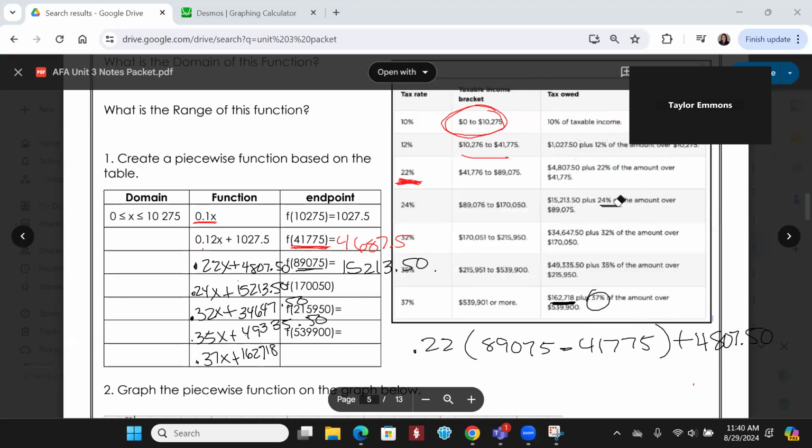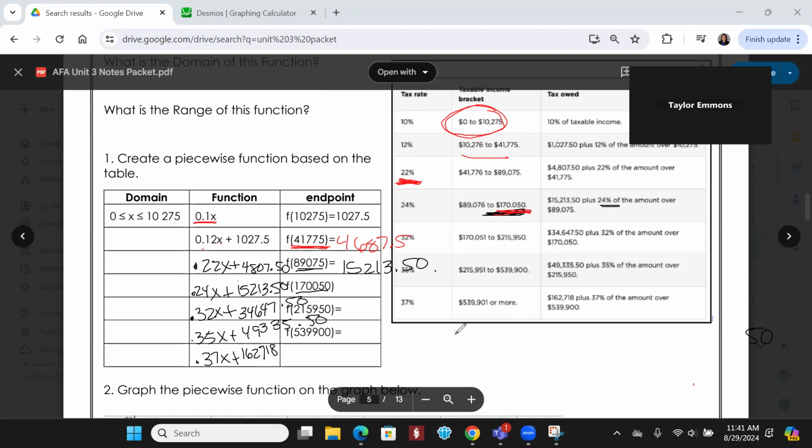So really quick on here, if I were to make $170,050, which tax bracket am I going to be in? This one, right? So what I'm going to do is plug it into the equation, but I've got to keep in mind that I'm going to subtract a number as well. So for instance, I'm going to be in this tax bracket.